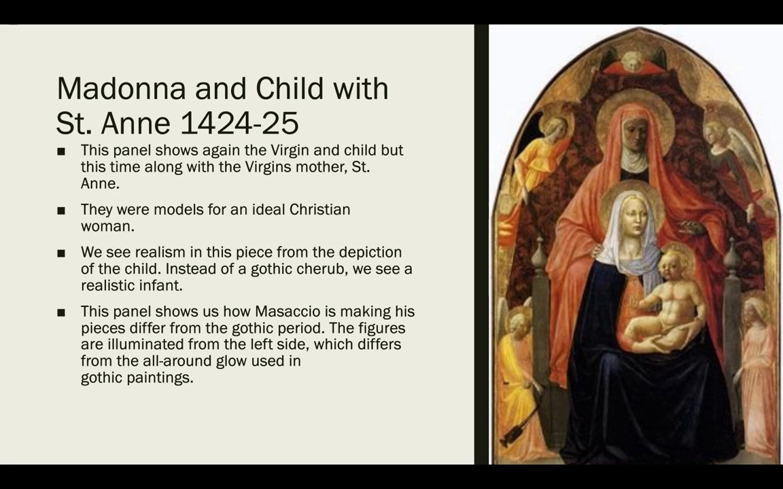We see realism in this piece with the depiction of the child. Instead of the Gothic Giro, we see a realistic infant. This panel shows us how Masaccio is making his pieces different from the Gothic period. The figures are illuminated from the left side, which differs from the all-around glow used in Gothic paintings.